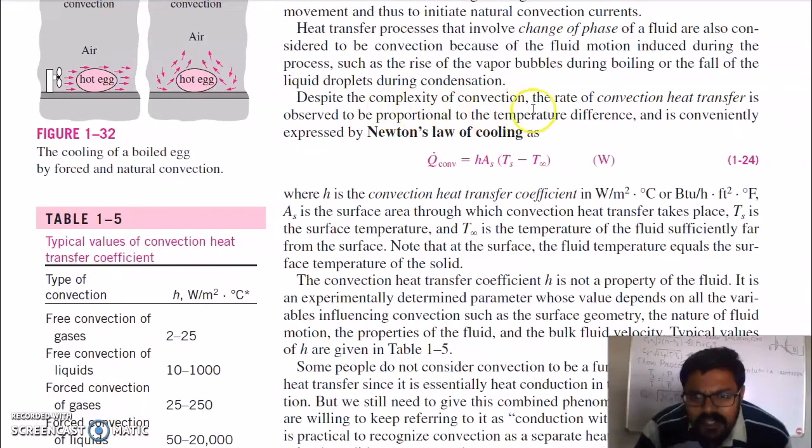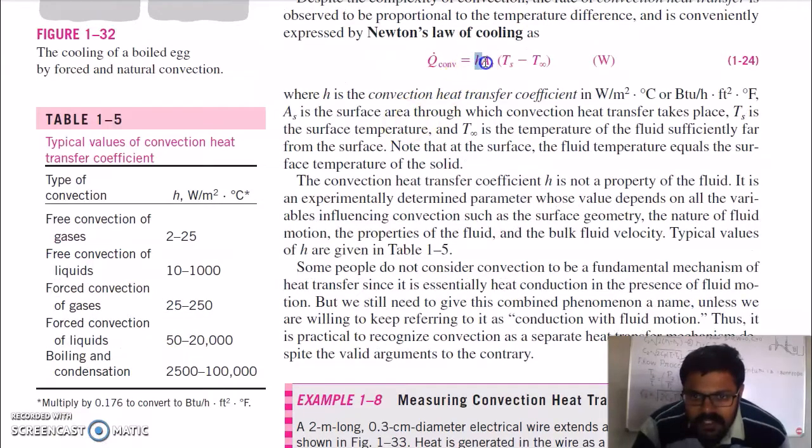Despite the complexity of convection, the rate of convection heat transfer is observed to be proportional to temperature difference and is conveniently expressed in Newton's law of cooling. So convection heat transfer is equal to h, which is the convection heat transfer coefficient, times A, area of surface, times (Ts minus T∞), where Ts is the temperature of surface, and T∞ is the temperature of the environment.